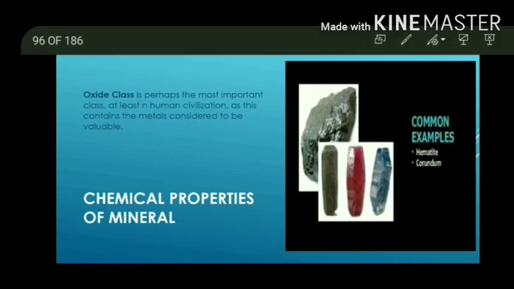Oxide class. The oxide class is perhaps the most important class, at least in human civilization, as this contains the metals considered to be valuable. The most important basic oxides are magnesium oxide, a good thermal conductor and electrical insulator that is used in fabric and thermal insulation, and calcium oxide, also called quicklime or lime, used extensively in the steel industry and in water purification.